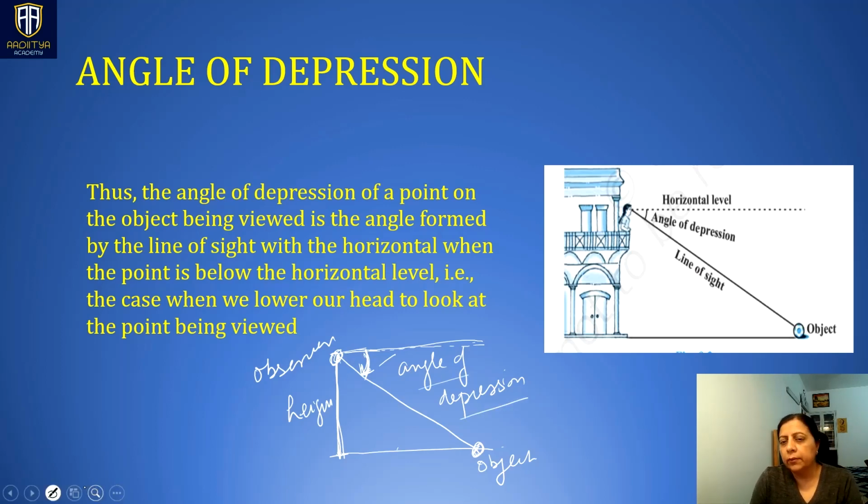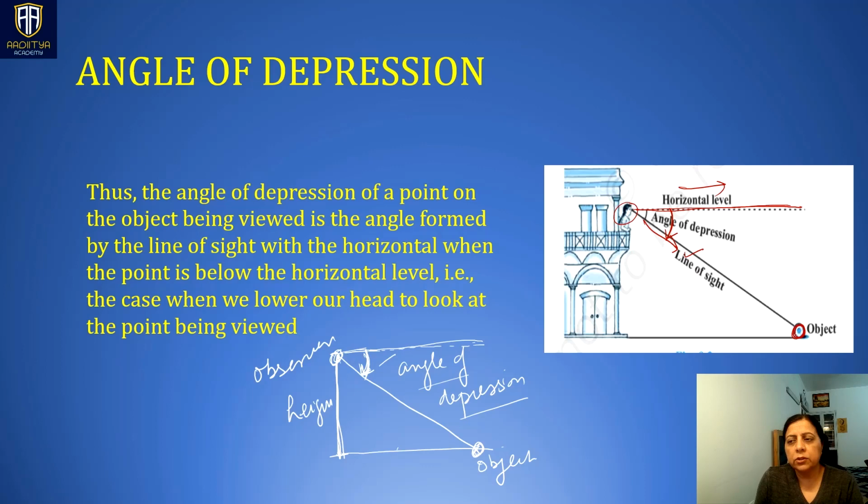Right? See, in this figure, this is the horizontal level, because for the person standing here, this is the normal sight. When the person is looking at the normal level or the level of the eyes, not below or above, that is the horizontal level. And if the person has to look down to see some object which is at some lower level, this angle between the horizontal level and the line of sight is called angle of depression. Thus, the angle of depression of a point on the object being viewed is the angle formed by the line of sight with the horizontal when the point is below the horizontal level.